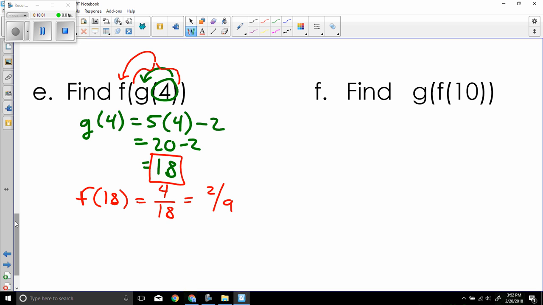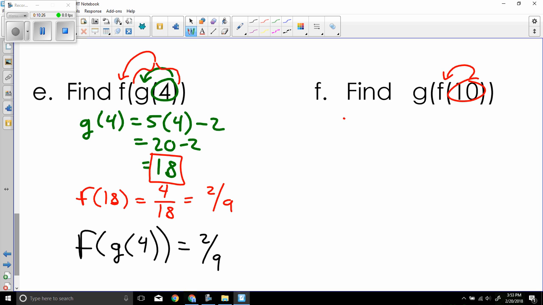And it looks like that's all they wanted me to do, so that's just got to be, oh, that's terrible. I should have started with that anyway. This is f of g of 4, and that equals 2 over 9. Looking over here at the next one, I need to take this 10 and plug it into f. Well, okay, f of 10 would equal 4 over 10, which I think is 2 over 5.